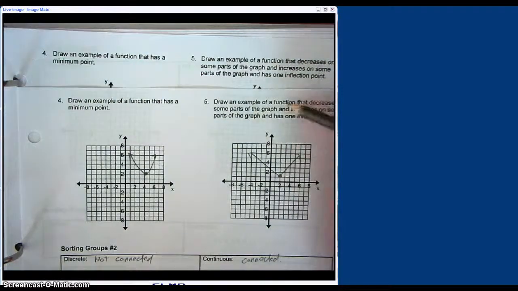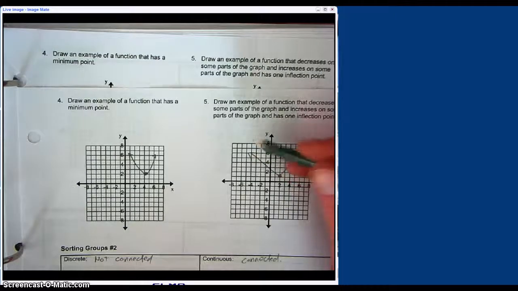Here I drew a function that's decreasing on some parts of the graph and increasing on some parts of the graph and has one inflection point. So it's going down, then up, and that is an inflection point. This is actually an absolute value.